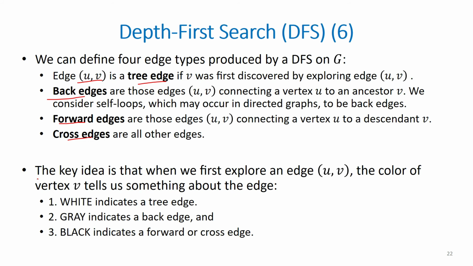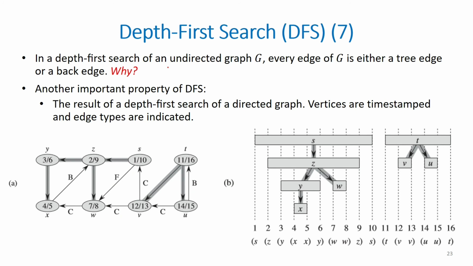Therefore, based on the color of vertex V, exploring the edge UV gives us the following information. If V is white, then the edge UV is a tree edge. If V is gray, then the edge UV is a back edge. And if V is black, then the edge UV is either a forward or cross edge. If the timestamp of V is greater than that of U, then it is a forward edge. Otherwise, it is a cross edge. In an undirected graph, however, DFS always produces either tree or back edges. Can you tell why?